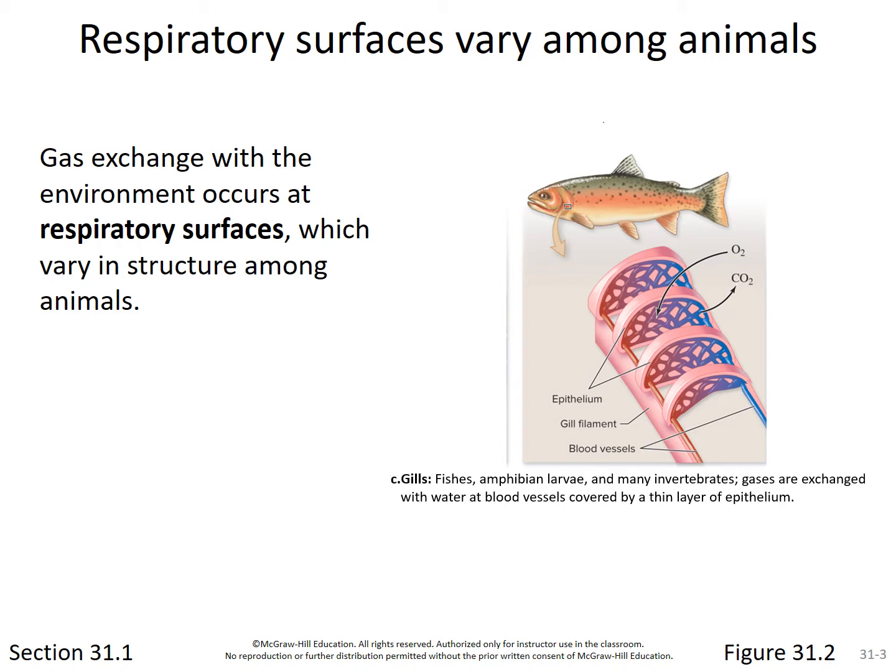In fishes, amphibian larvae, and also in many other invertebrates, you can get gases exchanged with water at blood vessels that are covered by a thin layer of cells. And so basically these are going to be called gills. And so you see gills present not just in fish, not just in amphibian larvae, but you will also see gills in a lot of invertebrates. I mentioned lobsters earlier. I probably shouldn't have done that because lobsters are going to have gills.